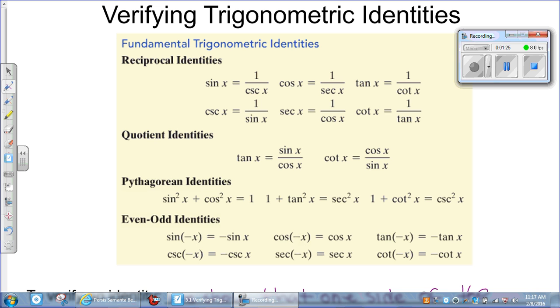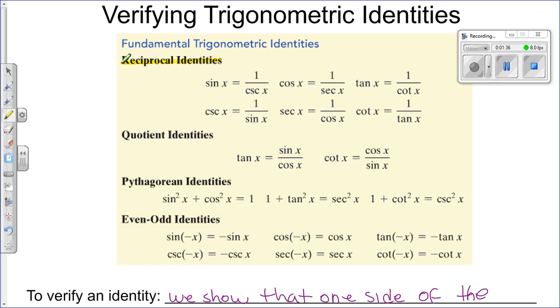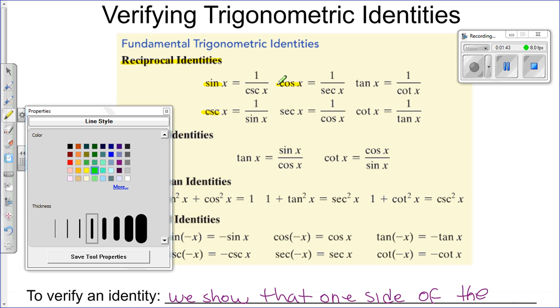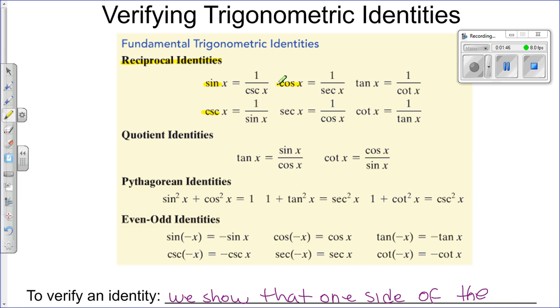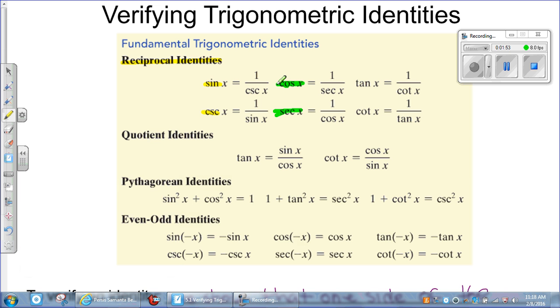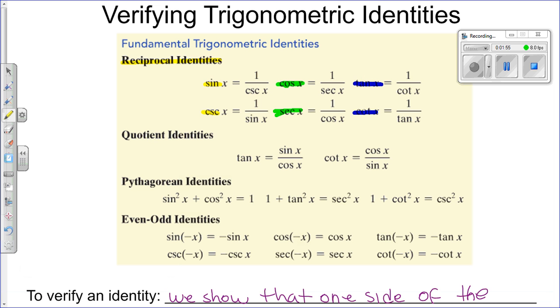So identities, we have already covered a few of these. Actually, all of the ones that you see here, we have mentioned them and used them somehow. So we have, of course, the reciprocal identities, which are sine and cosecant. They go together. And then we have cosine and secant. And then we also have tangent goes with cotangent, right? And so those are the reciprocal identities.